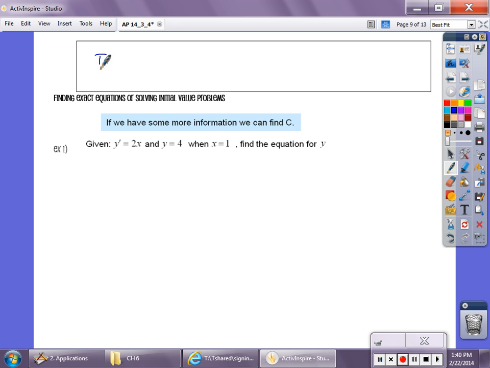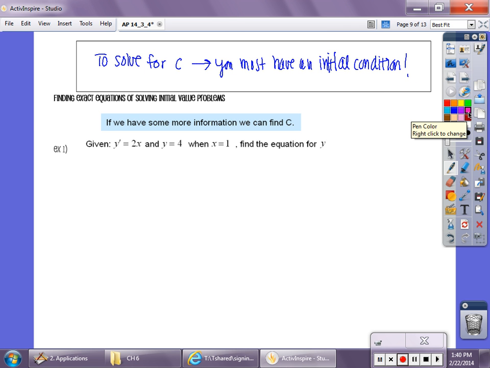So to solve for c, you must have an initial condition. Looking at this first guy, I have an initial condition. I really, really hope that you guys rewrite these in terms of either function notation or as a point. So x would be first, y would be second. I get a lot of people not remembering that. Or that y of 1 equals 4, that this is the y value, this is the x value.